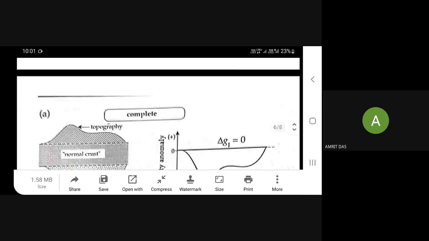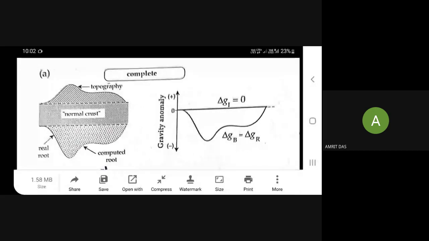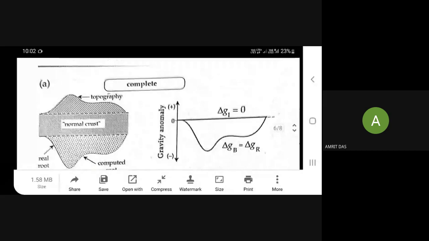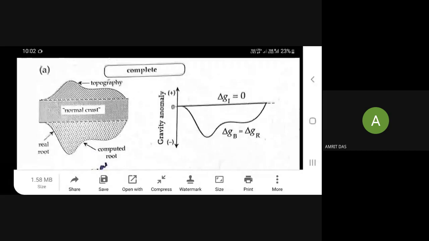And there is another concept, isostatic compensation. There are three types of isostatic compensation: first, fully isostatic compensation; second, partially isostatic compensation, that is under compensation; and third, over compensation. Fully isostatic compensation means that the elevation of the topography is exactly the same as the mass deficit below sea level. That means the excess mass on the top is equal to the mass deficit in the root. Okay, so this is the complete isostatic compensation. Whatever topography you see above the normal crust, there is exactly the same mass deficit below the crust.